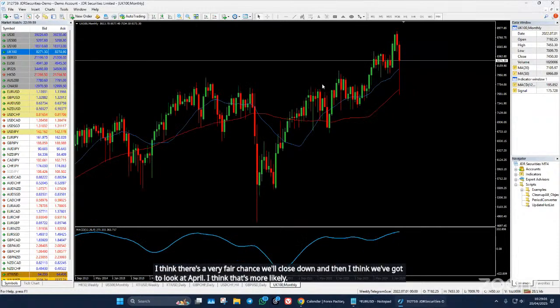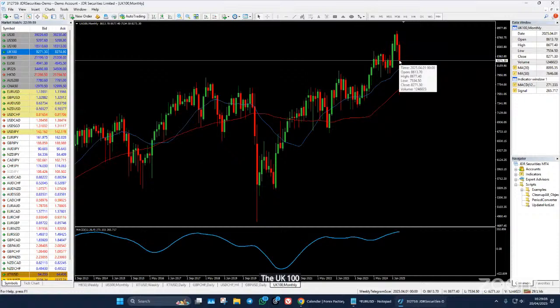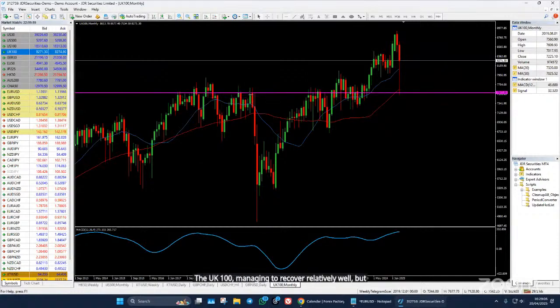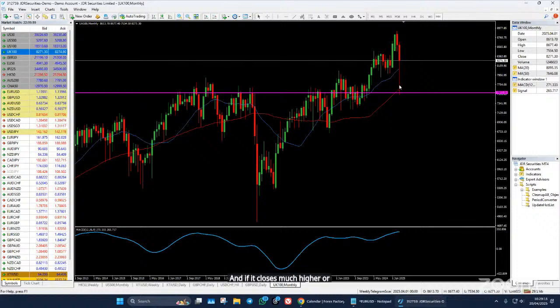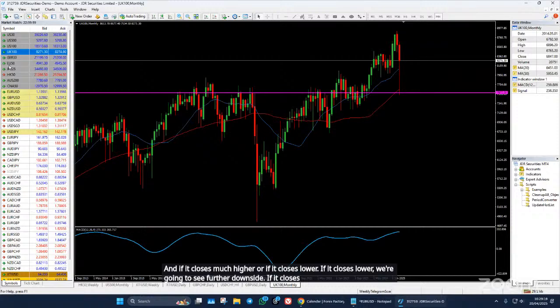The UK 100. Managing to recover relatively well, but we're not safe yet. We've still got a bounce off that. We'll need to see how we close at the end of the month, which is 10 days away, and if it closes much higher or if it closes lower. If it closes lower, we're going to see further downside. If it closes higher, it's going to try to push higher.